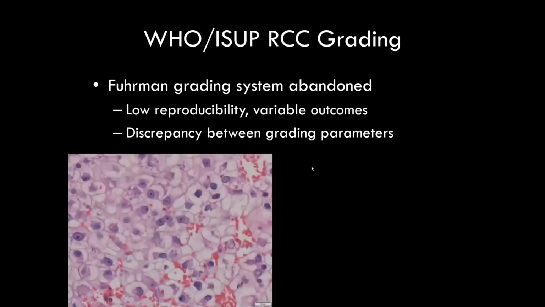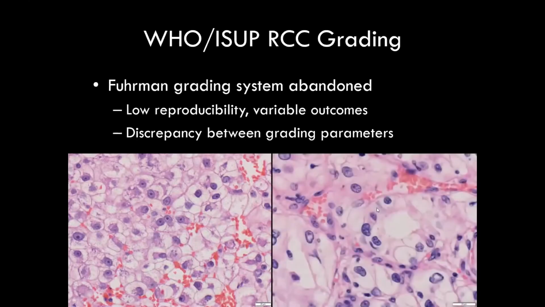So what do we mean by that? We know the Fuhrman system had many parameters, which included the nuclear size, the nuclear membrane irregularities, and then the prominence of the nucleoli. In this example of clear cell renal carcinoma, we can see that the nuclei are enlarged in contrast to the RBCs around here, and there are also prominent nucleoli, but all the nuclear membranes are very well rounded and very smooth, right? So the size and the nucleolar prominence really don't match up with the nuclear membrane here.